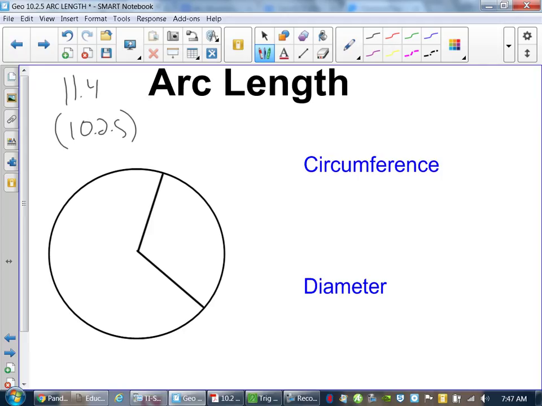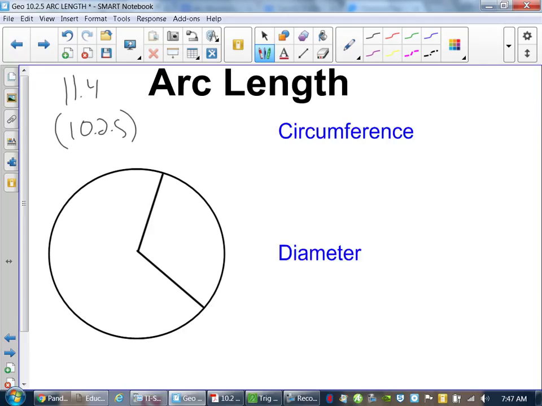So we talked yesterday, circumference was the distance on a circle.